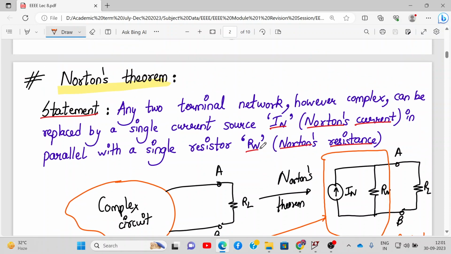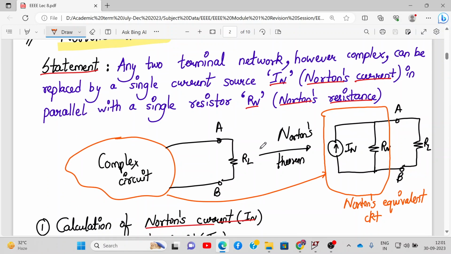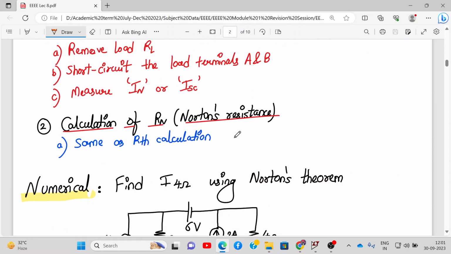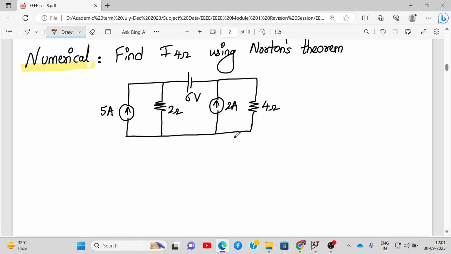All right. So this is what Norton's theorem is. Norton's theorem statement says that any two-terminal network, however complex, can be replaced by a single current source IN in parallel with a single resistance Rn. Alright, so that is Norton's theorem. Now let's solve a numerical on Norton's theorem.